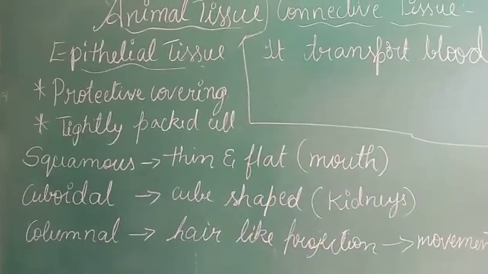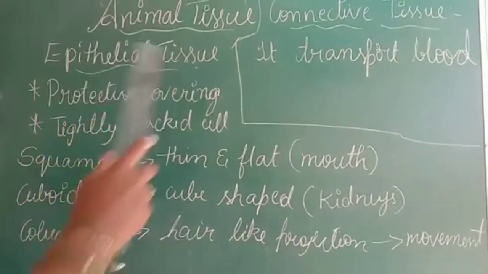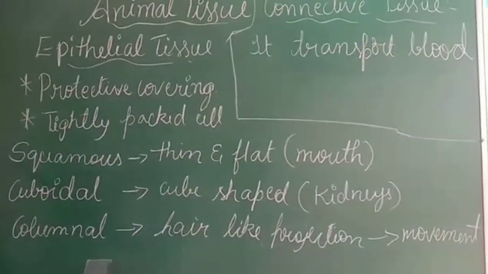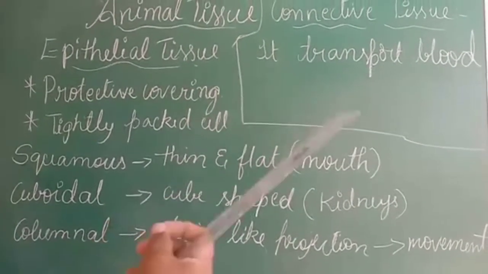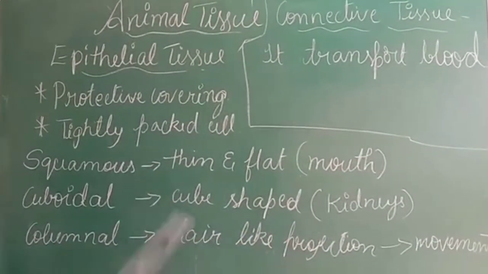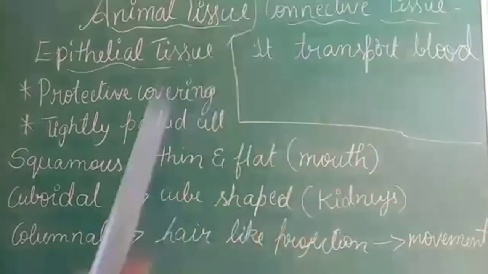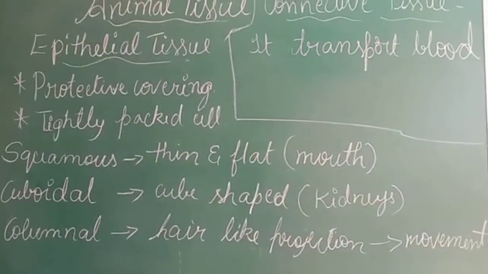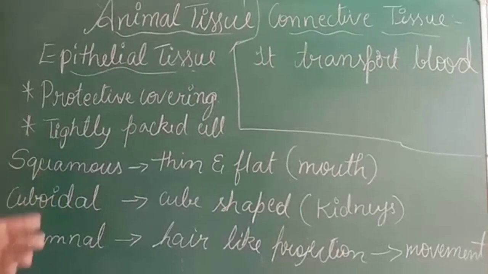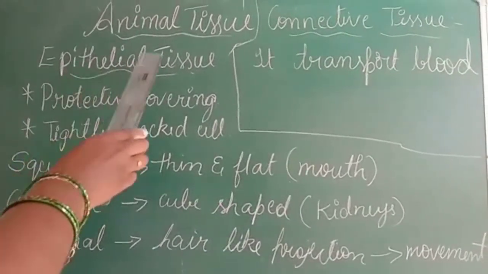And the last one is columnar epithelial tissue. This columnar epithelial tissue has hair-like projections, like a formation of hair. This hair helps in the movement of particular cells inside our body. So these are the three different varieties of epithelial tissue.